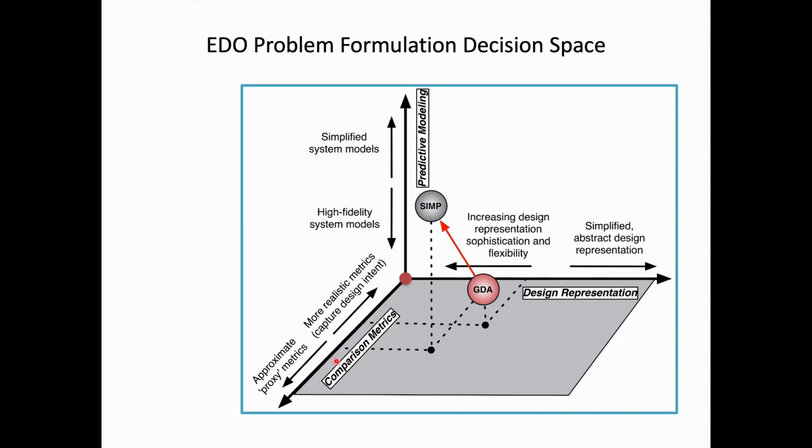Then if we look at comparison metrics, we have many different decisions along this dimension. A comparison metric allows us to rank whether one design is better than another. For example, if we are working at a for-profit company, it would be preferable to choose a design that will make more profit for the company.